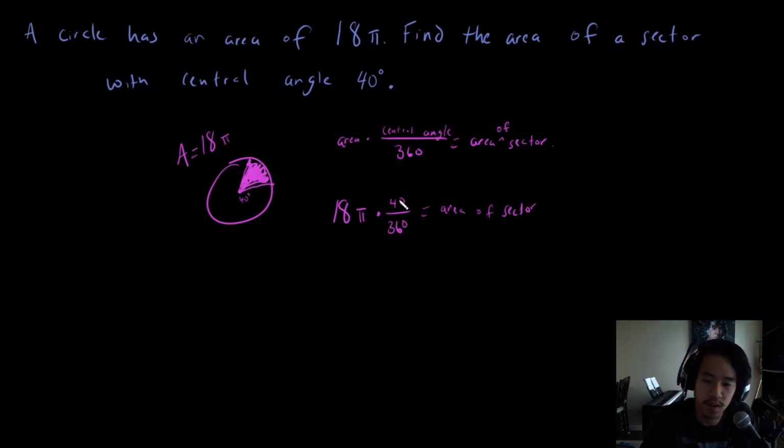So now all we have to do is evaluate this. 40 over 360 is 1/9. And 18 pi times 1/9 is just going to be 2 pi. So the area of our sector is 2 pi. And usually we would have some units, but in this question we don't. So the area of the sector is just 2 pi.